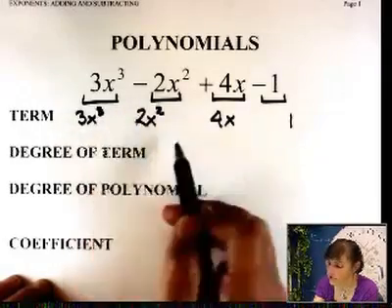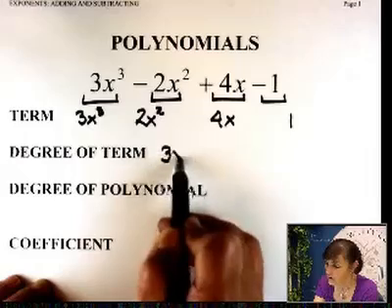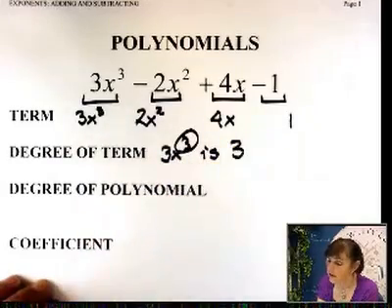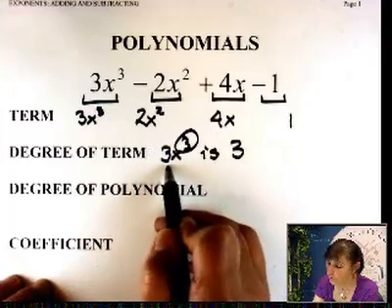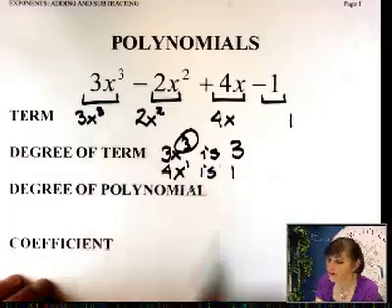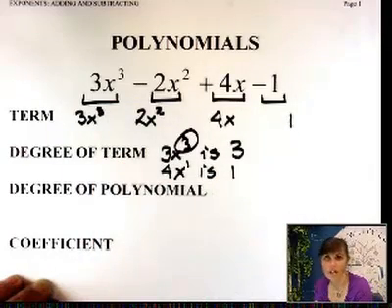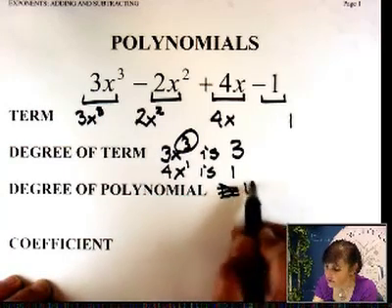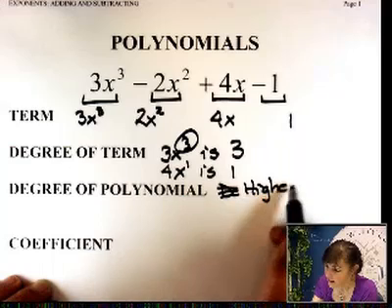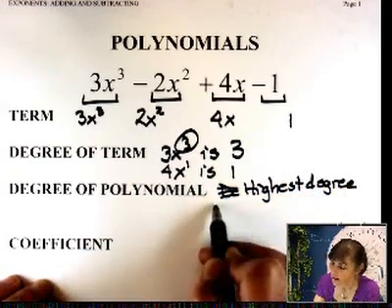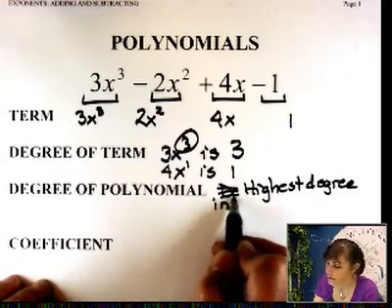For example, the degree of the term 3x cubed is 3. Degree of the term 4x is, what is the exponent here? 1. So that is the exponent that goes with that term. Degree of the polynomial is the highest degree in the terms.